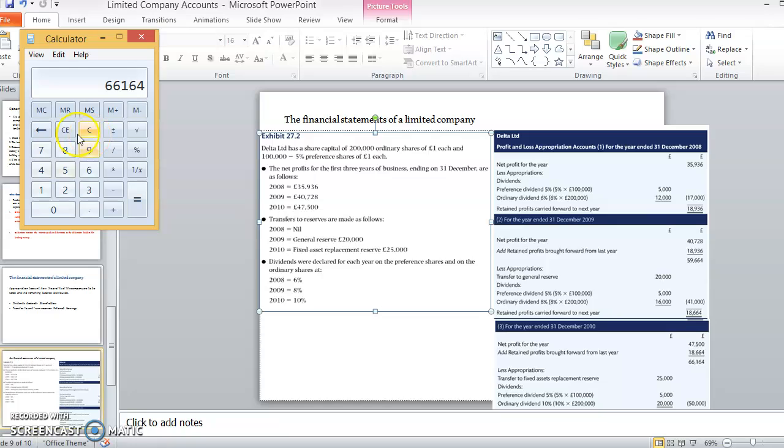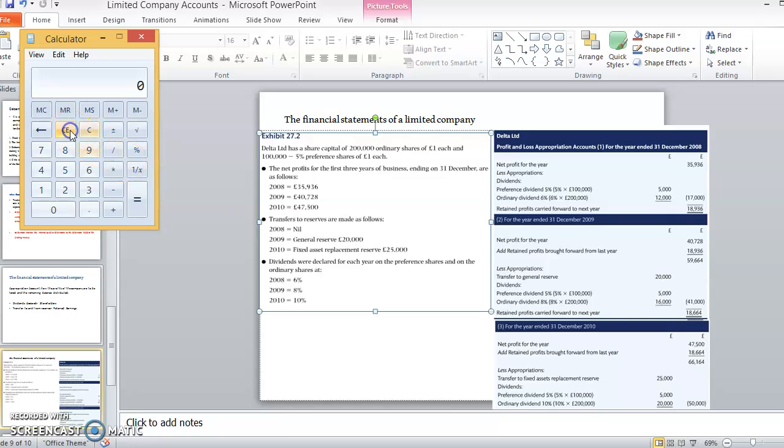Out of these profits, now you're going to distribute funds. Again, reserves. Did we transfer anything? Yes. In 2010, we transferred 25,000 to the fixed asset replacement reserve. It means out of our total profits of 66,000, we are putting 25,000 separately. Why? Because we're going to use this 25,000 to replace one of our assets. This is a specific reserve we have created. So first transfer 25,000, then pay again the preference dividend, same 5,000. But this year, the ordinary shareholders are getting 10% of their investment back. So 10% of 200,000 is 20,000.